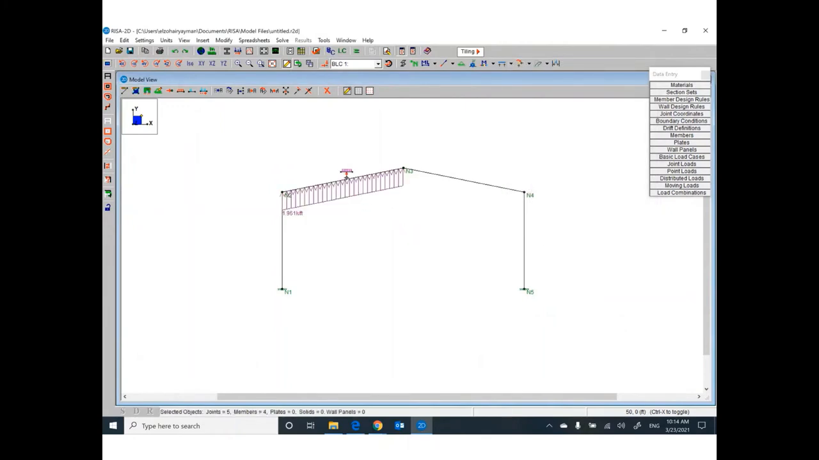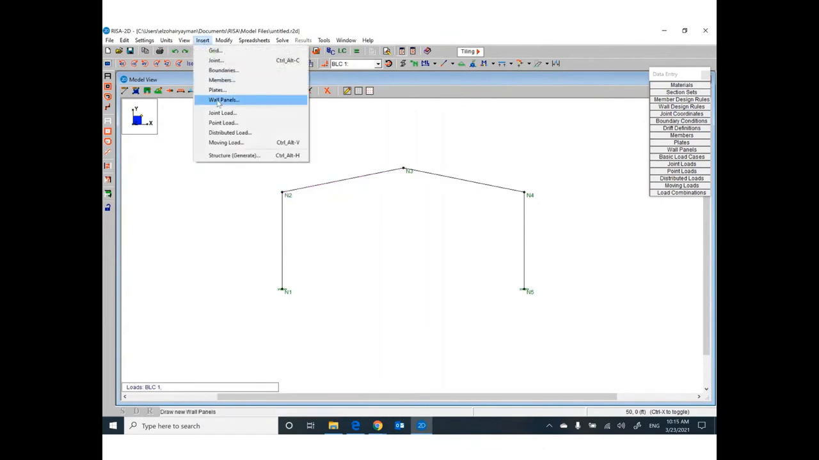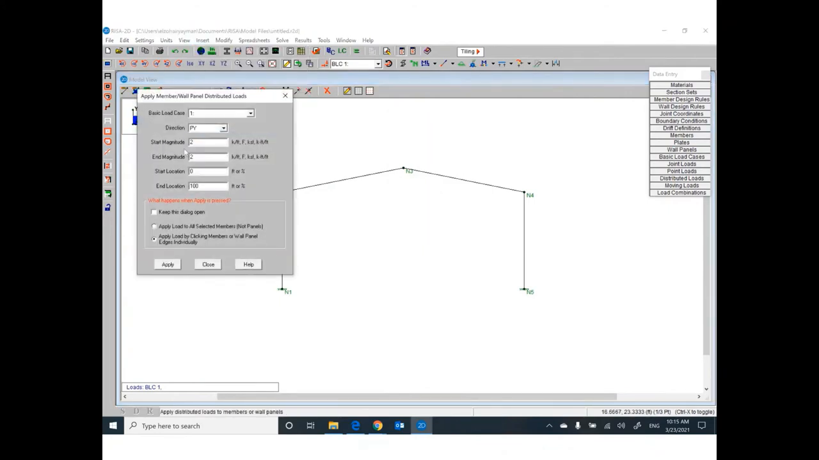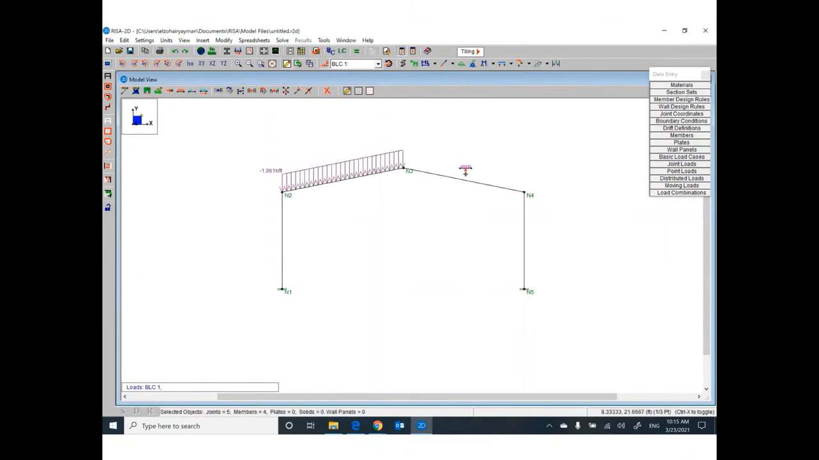Oh, we have a mistake. You know what the mistake is? Your value must be negative. I know it's in the y direction, but it's down. So projection, here you go.